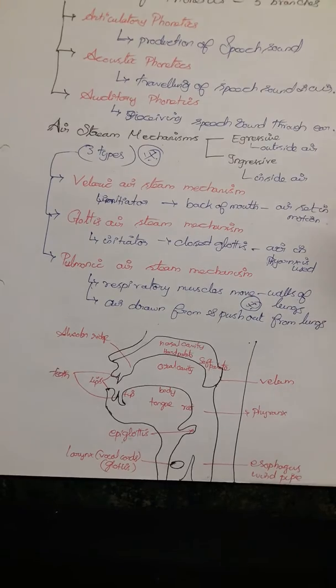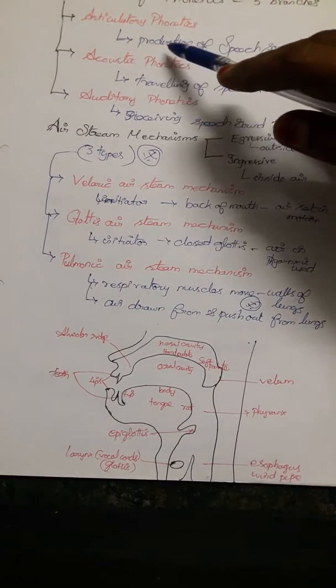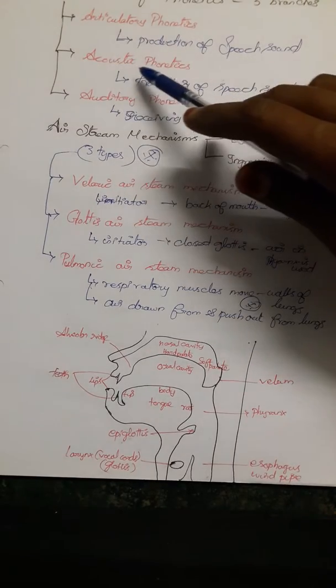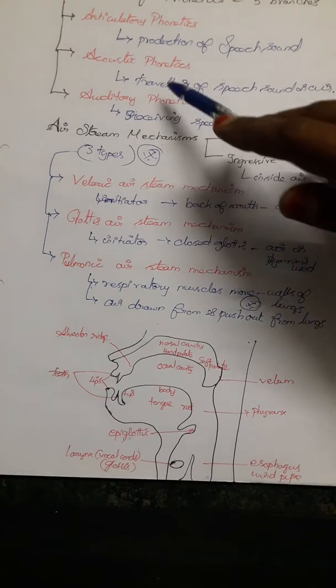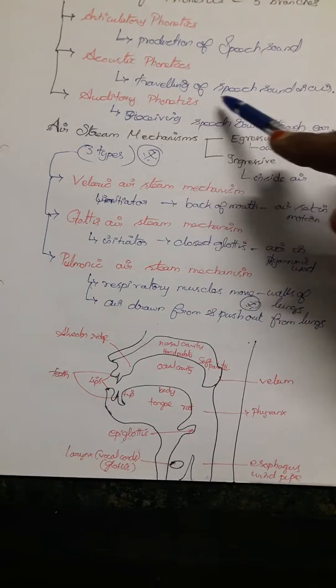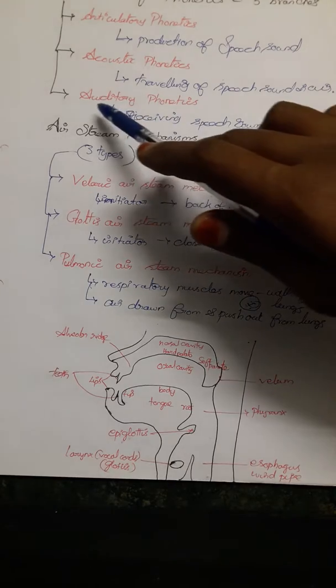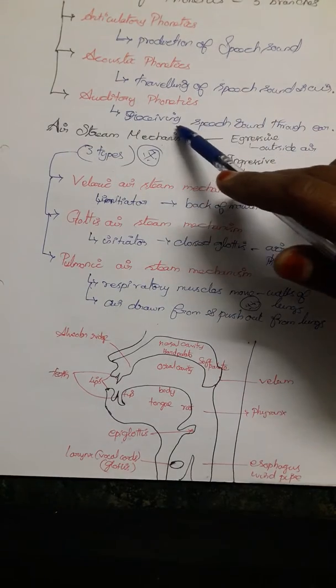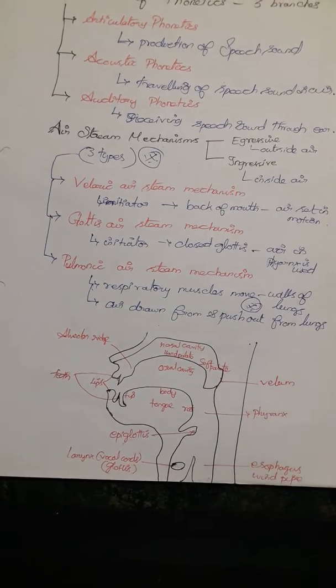Phonetics has three branches. One is articulatory phonetics, that is the production of speech sounds. Another one is acoustic phonetics, which is the transmission of speech sounds in air. Auditory phonetics is the receiving of speech sounds through the ear.